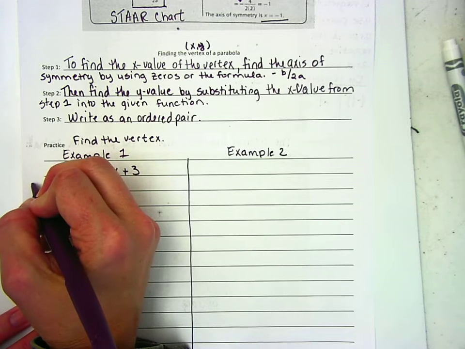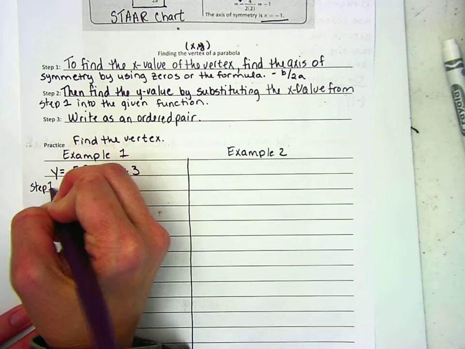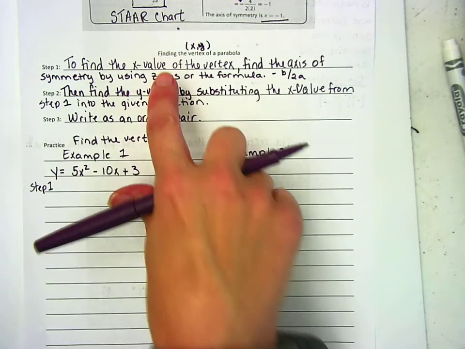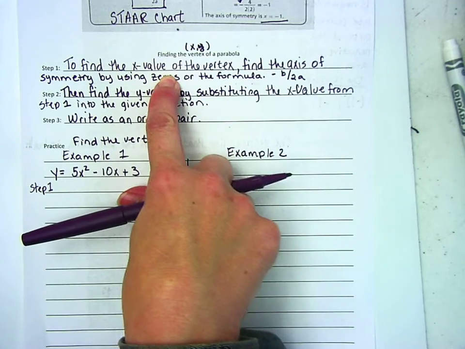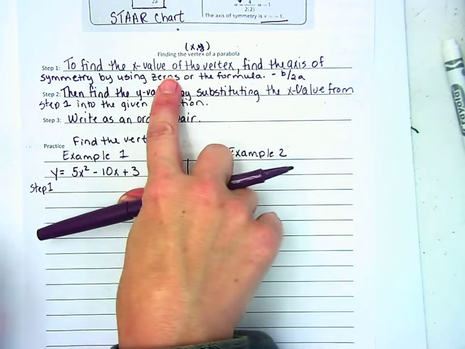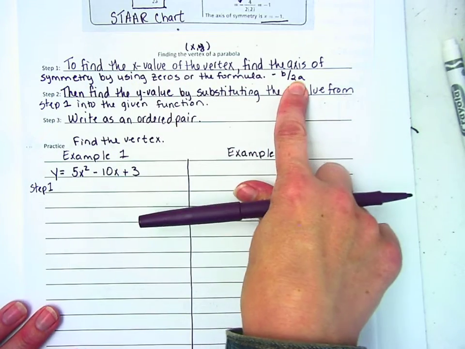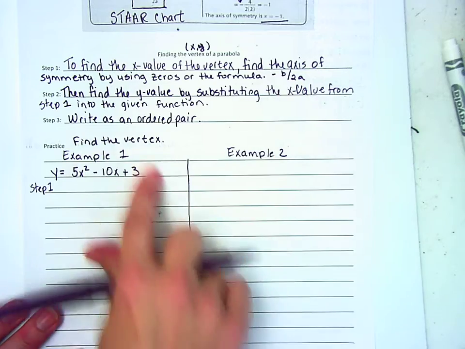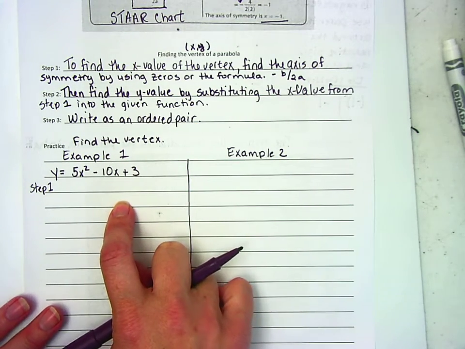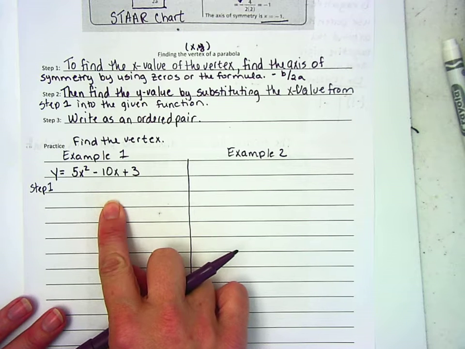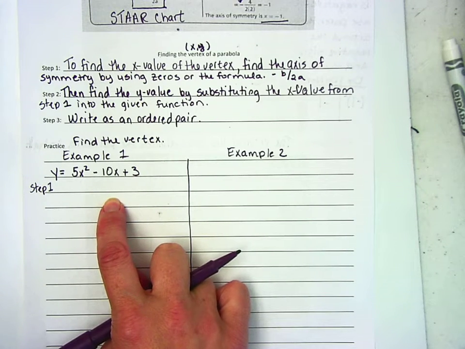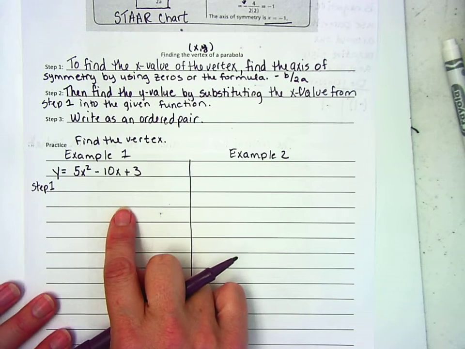Step 1. My directions up here say find the x value of the vertex. In order to find that, I need to find the axis of symmetry by using my zeros or the formula. Do you have this as a picture on a graph right now? No. Technically, you could graph this in your calculator, trace it. It could land on a whole number, it may not. So let's just go straight to the formula.